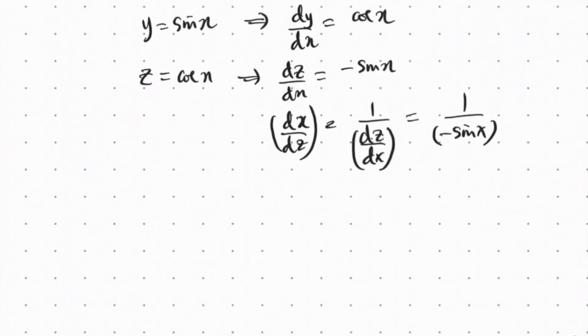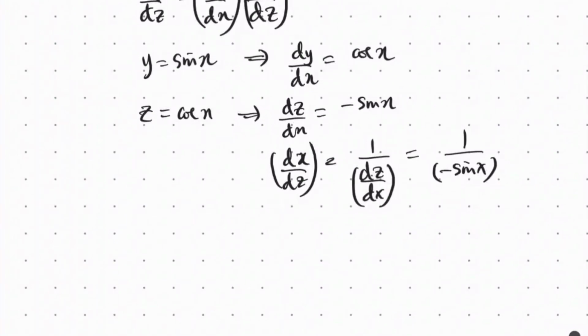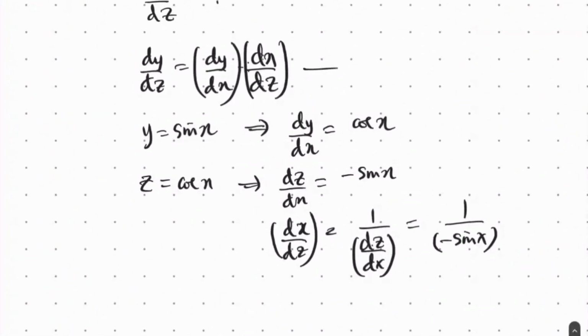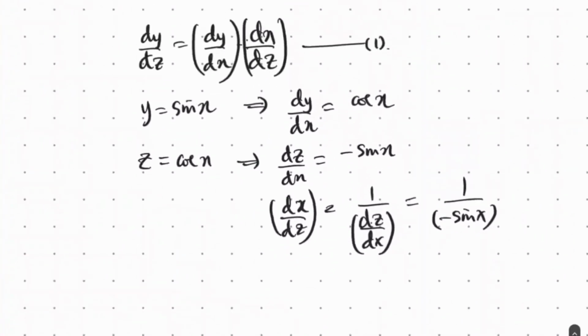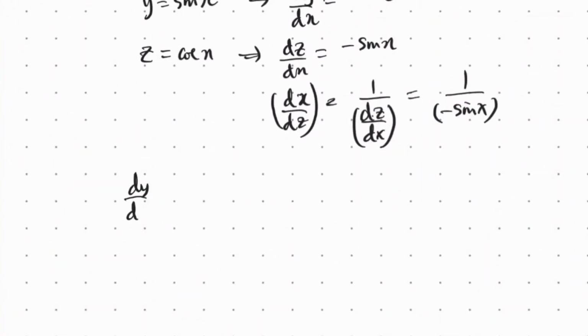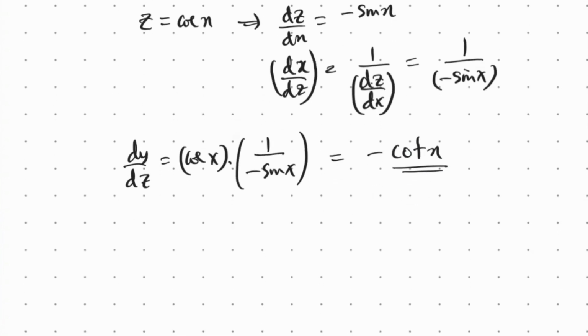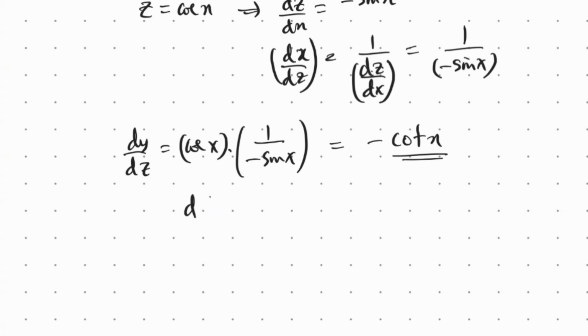Now I have got dx over dz and dy over dx, so I can plug that into this chain rule. So dy over dz would be equal to dy over dx, which is cos x, times dx over dz, which is 1 over minus sine x, and that's going to get simplified to minus cot x. So finally we got the answer. The derivative of sine x with respect to cos x is going to be minus cot x.